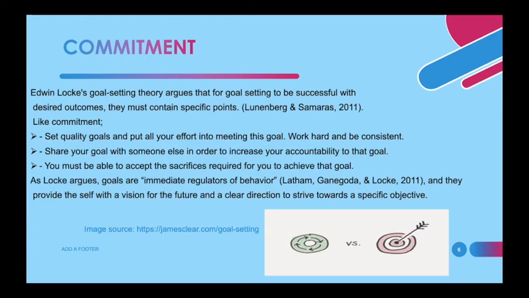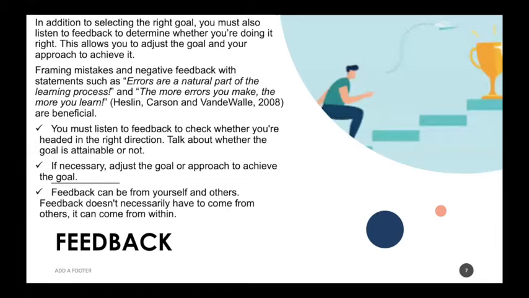As Locke argues, goals are, quote, immediate regulators of behavior, end quote. Latham, Genoda, and Locke, 2011. And they provide the self with a vision for the future and a clear direction to strive towards a specific objective. Feedback. In addition to selecting the right goal, you must also listen to feedback to determine whether you're doing it right. This allows you to adjust the goal and your approach to achieve it.